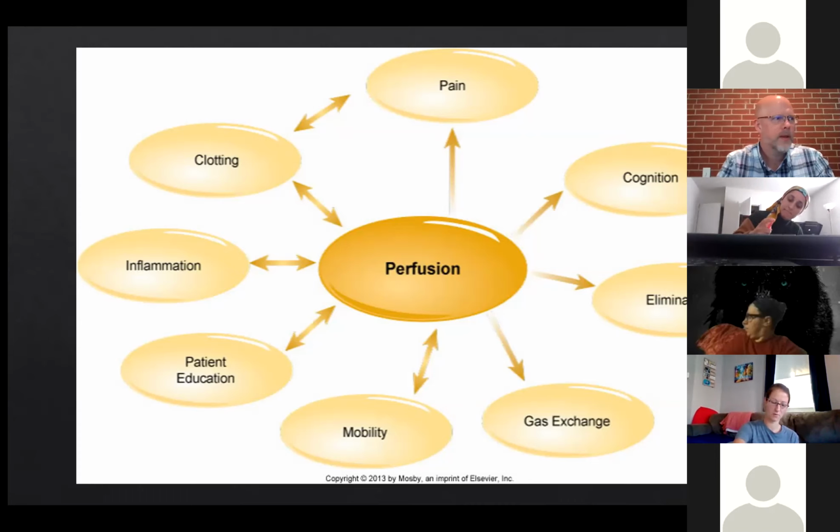Gotcha. So pain, obviously perfusion, we're having many infarcts. Perfusion and clotting are related both ways. If I don't have good perfusion, I'm more likely to clot. And if I've got a clot, then I can't perfuse something. Inflammation, how does inflammation impact perfusion?